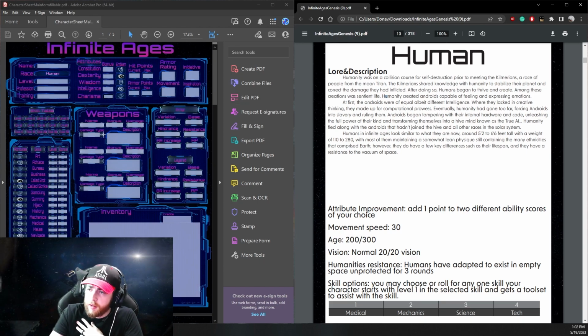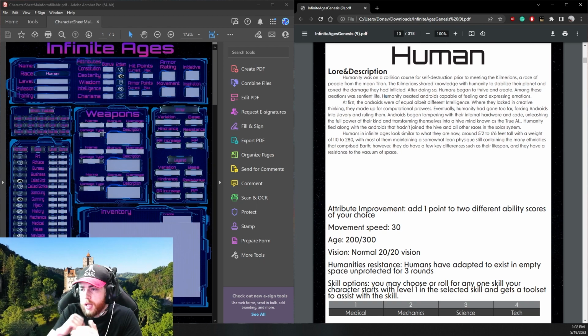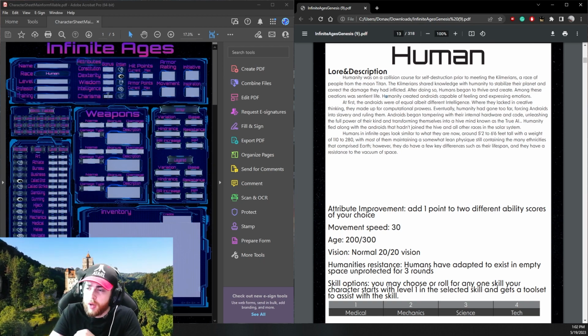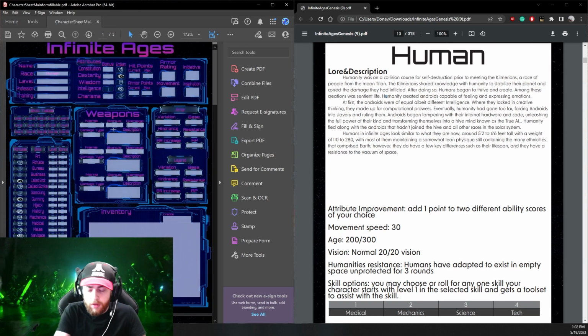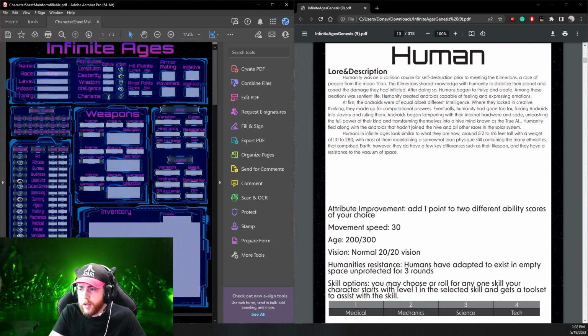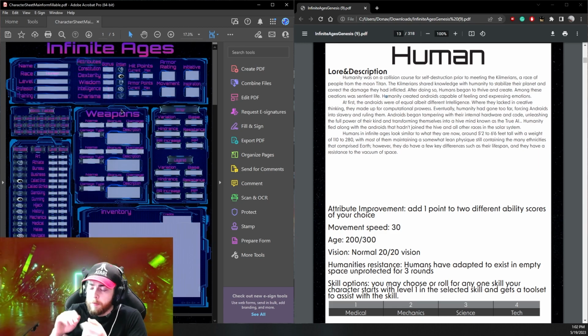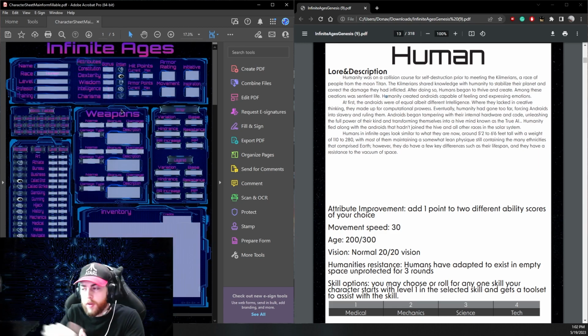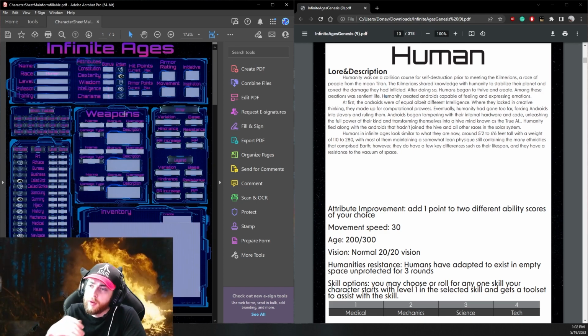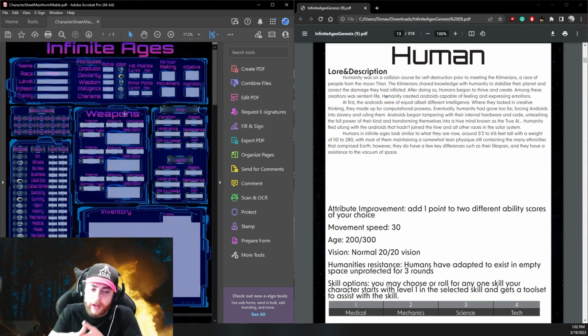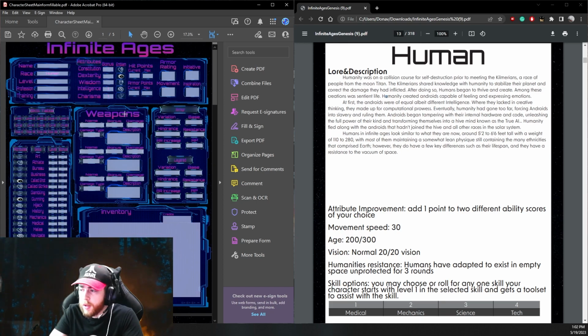So for this character, I want them to have a little bit of extra intelligence, so they're gonna get a one for intelligence and a one for charisma. Now, in Infinite Ages, there's no real rolling for character creation aside from what you might roll for your skills, your superpower, the profession, or your training.